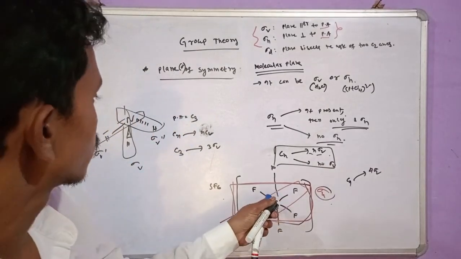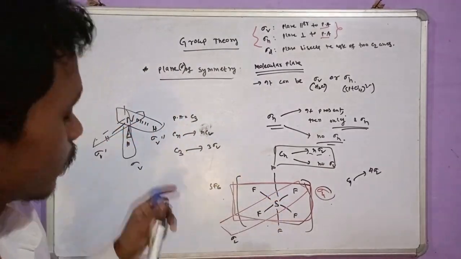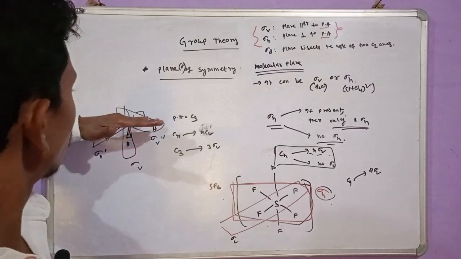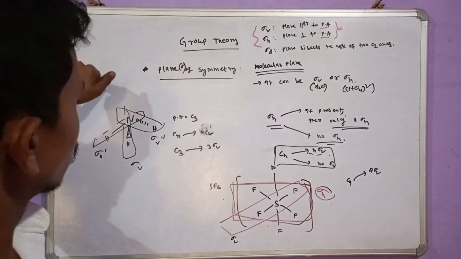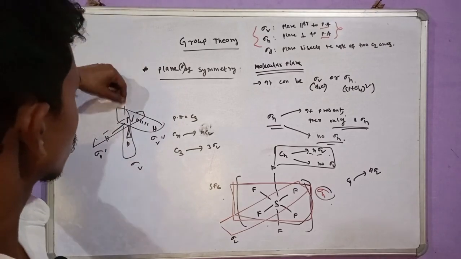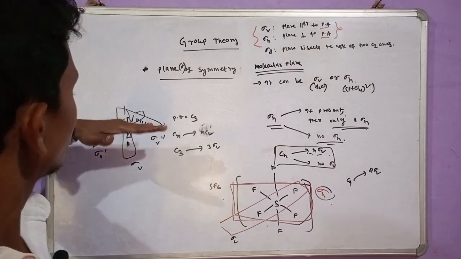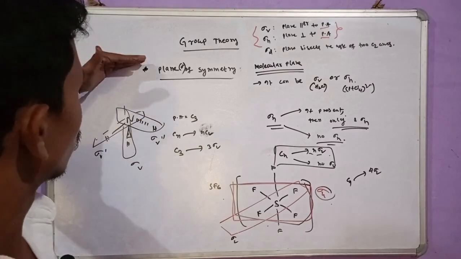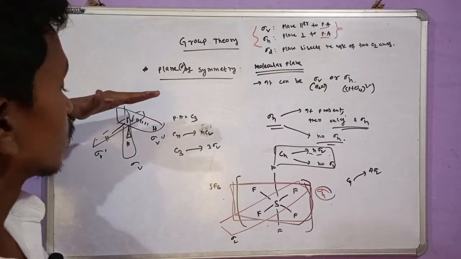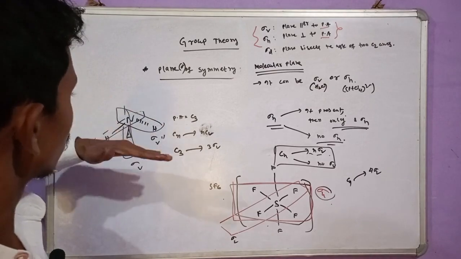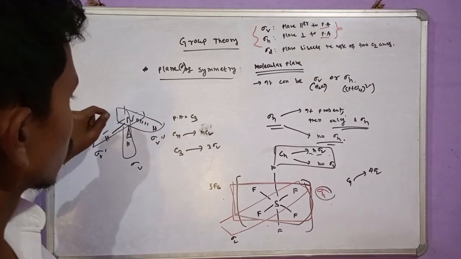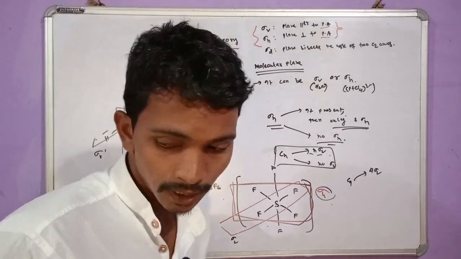So here sigma h is present, but in ammonia sigma h is not present. Whenever you pass a plane, nothing is present above, and the principal axis is like this. If you have a plane perpendicular to the principal axis, then sigma h may be present, but here this plane is not present. That's why in ammonia sigma h is absent.